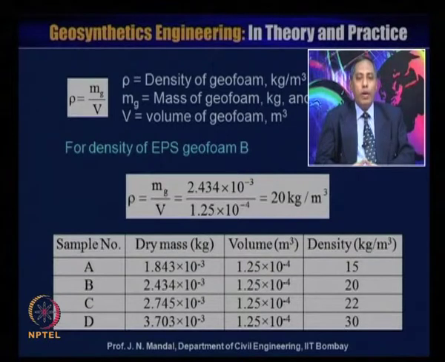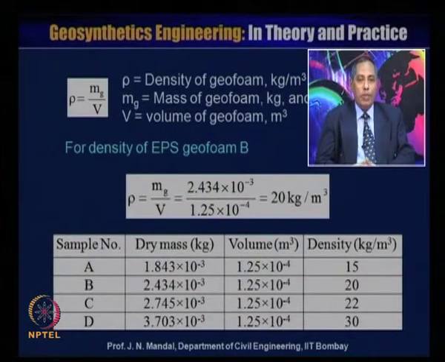Similarly, we have performed this for sample number A, sample number B, sample number C, and sample number D. The dry mass for sample number A is 1.843 into 10 to the power minus 3 kg, the volume is 1.25 into 10 to the power minus 4, and that will give a density of about 15 kg per meter cube. For sample number B, the dry mass is 2.434 into 10 to the power minus 3 kg, and the volume is 1.25 into 10 to the power minus 4 meter cube, and the density is 20 kg per meter cube. We have shown this calculation only for B, that is 20 kg per meter cube.